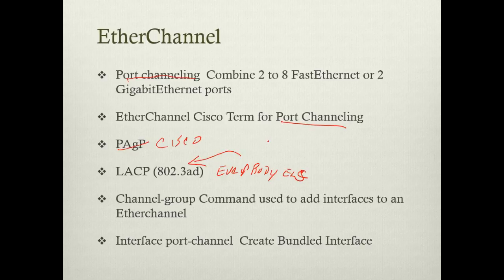It's just like when you're connecting routers together. On the serial port, we use a Cisco proprietary protocol. If you connect it with anybody else, you have to use something that both of them use, because all of them are proprietary. The channel-group command is used to add the interfaces to the EtherChannel, and then the interface port-channel creates the bundled interface. But this is a way to have redundancy and use the links. You don't have to have blocked ports there.